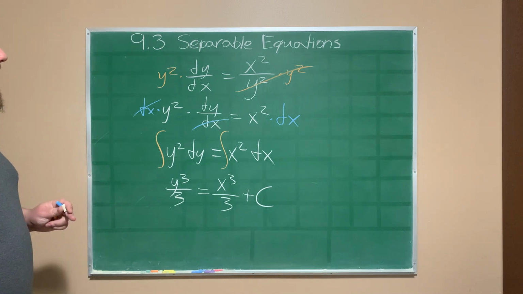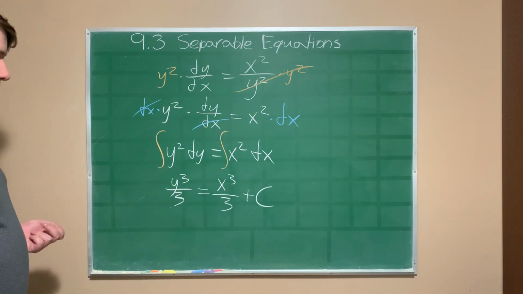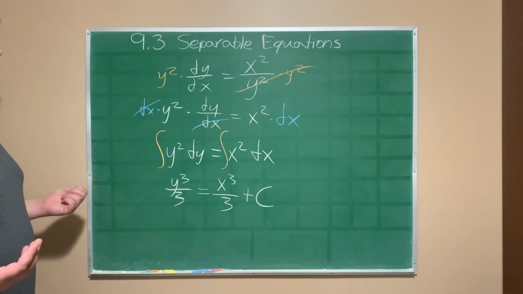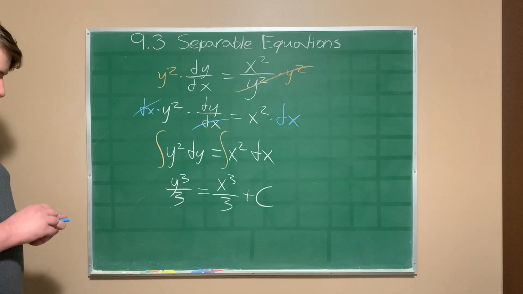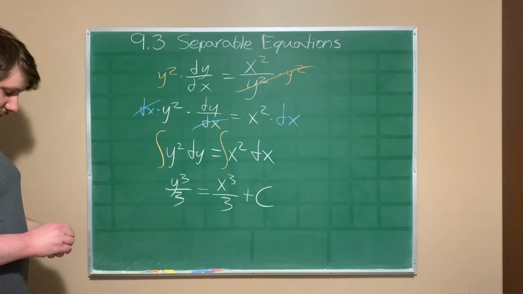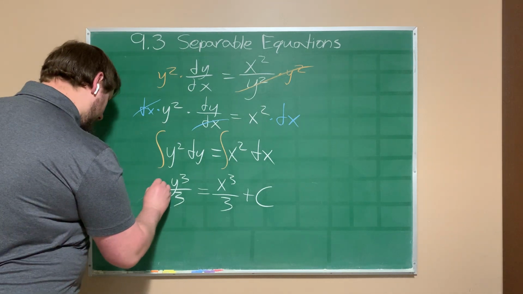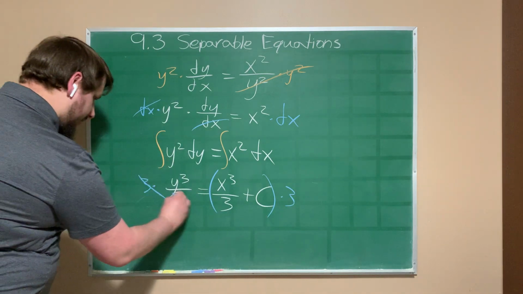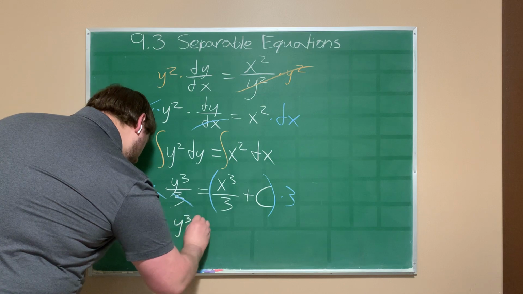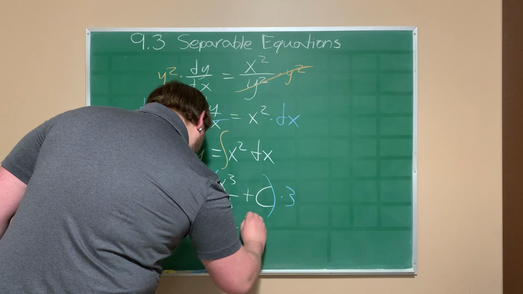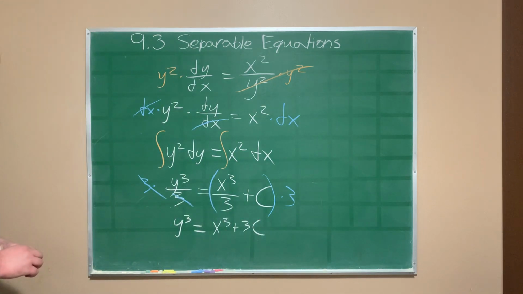Now, this still doesn't tell me what the function y is actually equal to. This is an equation involving y and x, but I'm not actually solved; I don't have y on its own here. So what I'm going to do now is isolate the y variable. I can do that by multiplying both sides by 3, so that the 3's cancel out, and I have y cubed equals x cubed plus 3c. And now I can take a cube root on both sides to get rid of the cube.